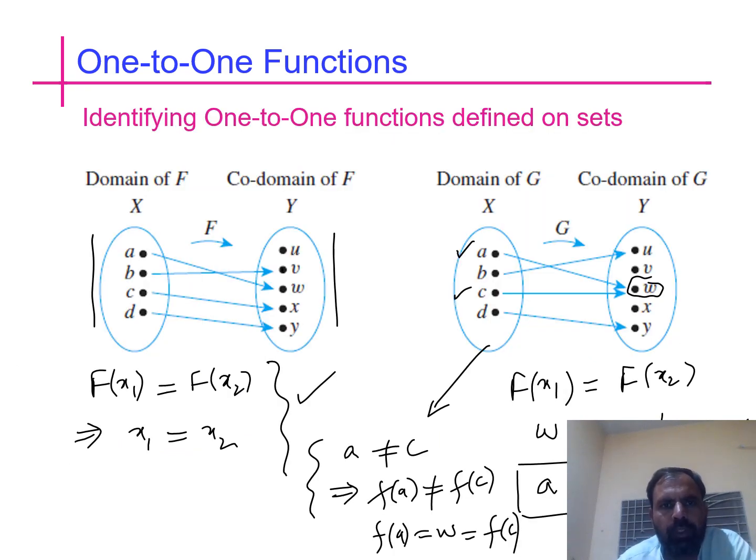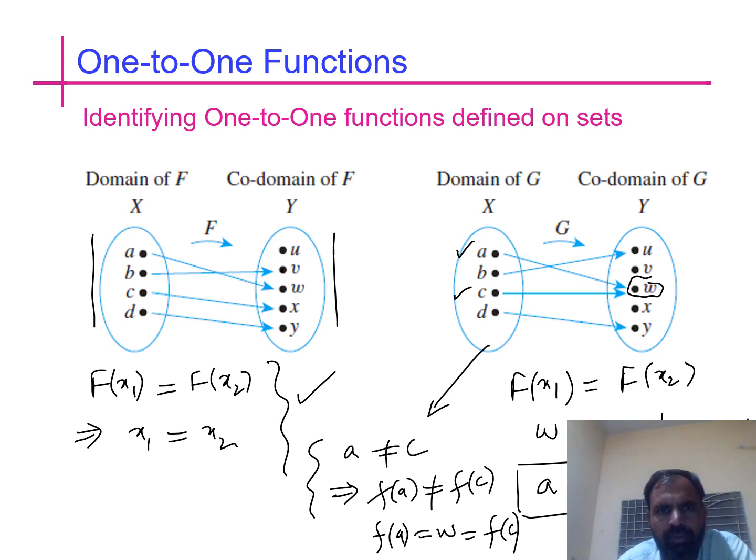One-to-one functions, we identify here one-to-one functions defined on sets. The domain of F is A, B, C, D, and the codomain of F is the whole set Y, and the range is U, W, X, Y. The domain of G here is A, B, C, D, and the codomain of G is U, V, W, X, Y. F of x1 is equal to f of x2 only for x1 equal to x2.